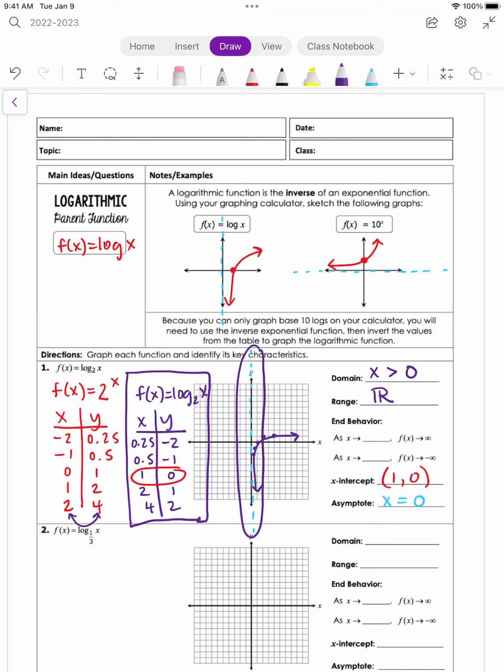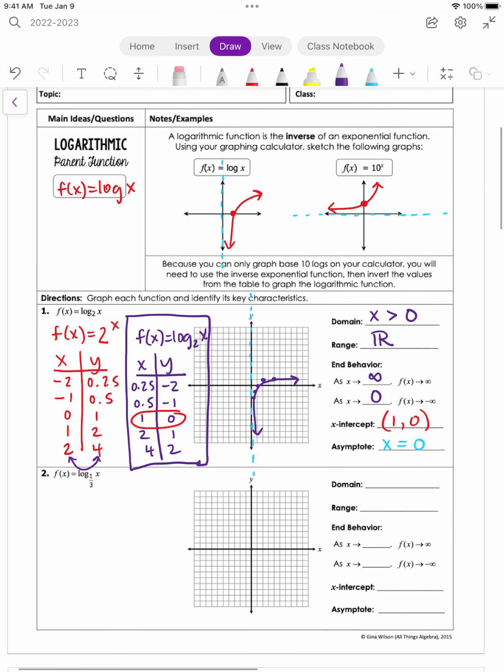This asymptote doesn't let our graph go past 0, right? That's where our asymptote's at. So I'm going to say, as x approaches 0, the asymptote, the f of x goes down to -infinity. Okay, so it's kind of opposite. So it's the same as our exponentials, but inverse, right? Opposite. Let me show you one with transformations.